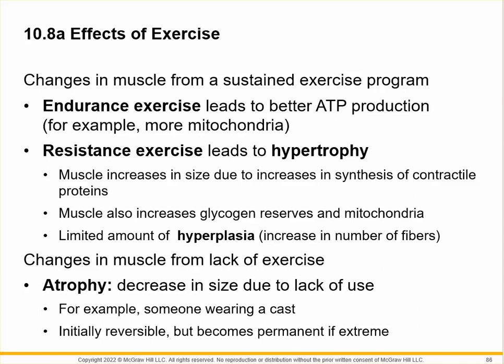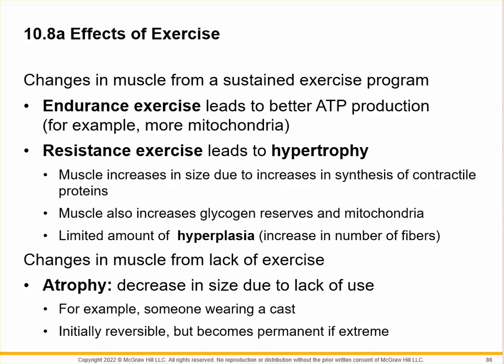If you don't use muscle, if there's a lack of exercise, you end up with atrophy. And atrophy is the opposite of hypertrophy. It's a decrease in size due to lack of use. It's usually reversible. If you've ever had a cast, you will know what atrophy looks like.